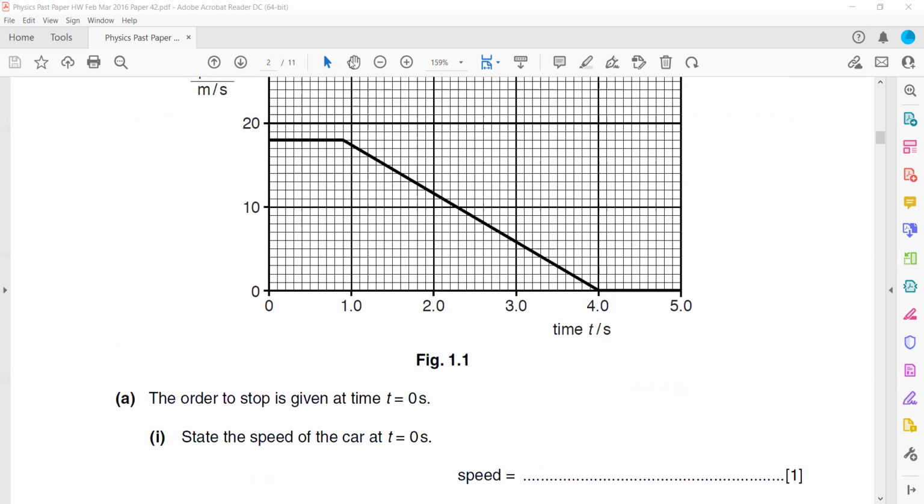The order to stop the car is given when time is equal to 0. State the speed of the car at this point. So what is the speed of the car when time is equal to 0? It is 18 meters per second. So at this point, the car was traveling at 18 meters per second. How to know? Because from 0 to 10, there are 10 boxes. If 10 boxes represent 10, it means each box represents 1.